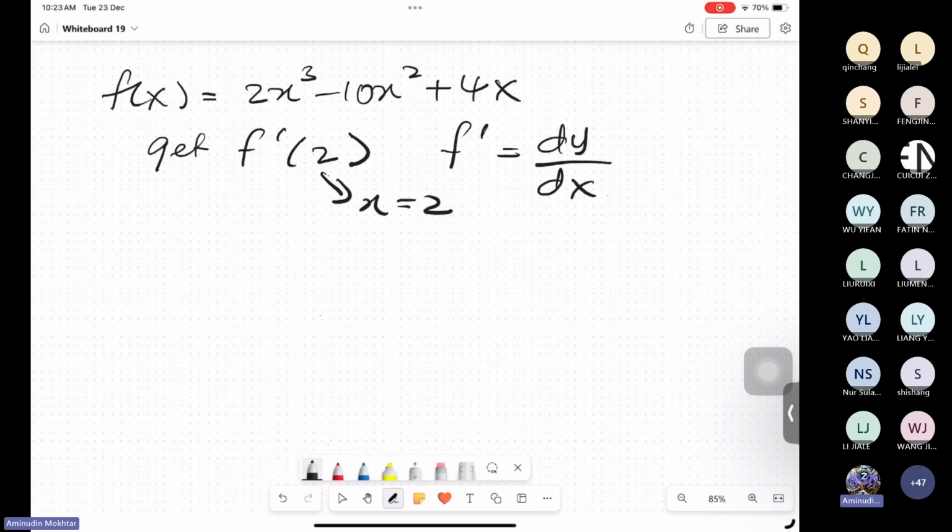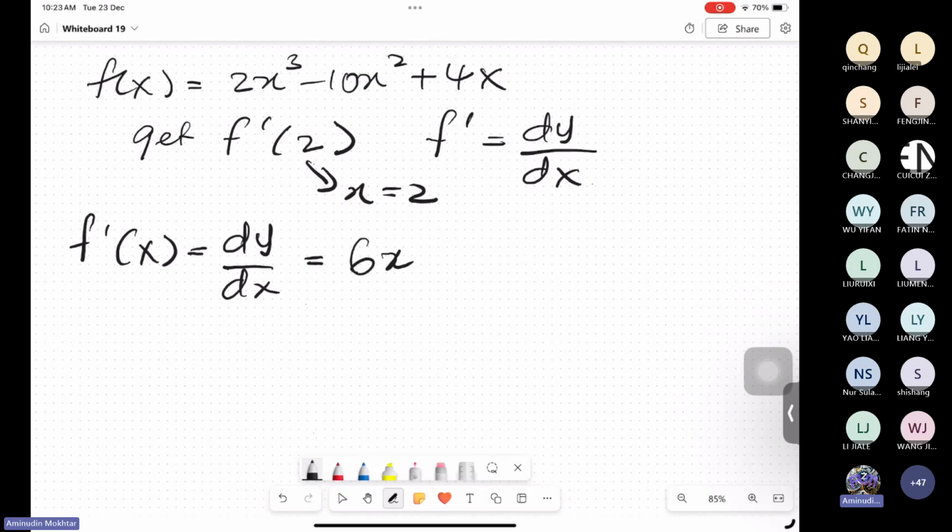What is the value of the derivative when x equals 2? The first step is to find the first derivative, f prime of x or dy/dx, which is equal to 2x to the power of 3. 3 times 2 is 6, x to the power of 2, because 3 minus 1, the power is less than 1. Minus 20x plus 4.